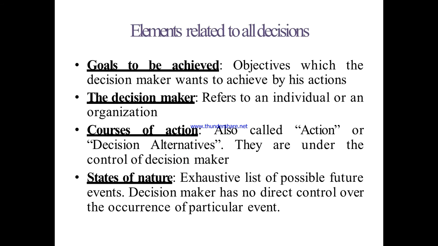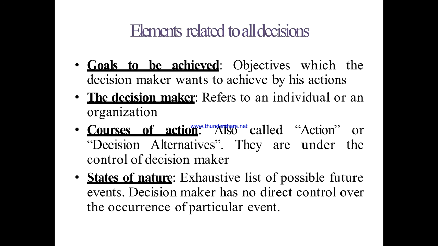Elements related to all decisions: goals to be achieved, the objectives which the decision maker wants to achieve by his actions. The decision maker refers to an individual or an organization. Courses of action, also called actions or decision alternatives, are under the control of the decision maker.